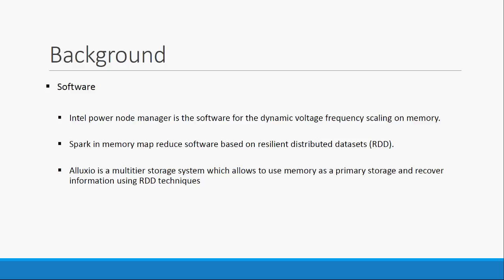Alluxio is a multi-tier storage system which allows using memory as primary storage and recovering information using RDD techniques. If some files cannot be retrieved from the memory system, we look into Alluxio as an option to optimize the intermediate phase of the Spark job, where the data gets persisted to a worker node for further execution of the following phase of the job running. After some experimenting, we noticed that Alluxio didn't work as expected for this task due to the overhead associated with the different layers of it.